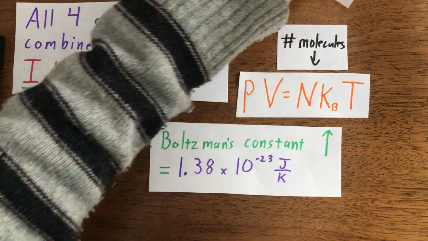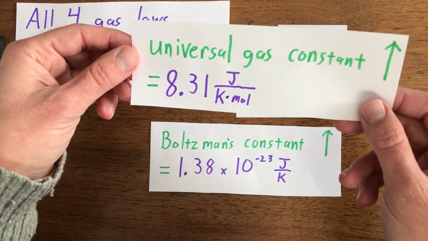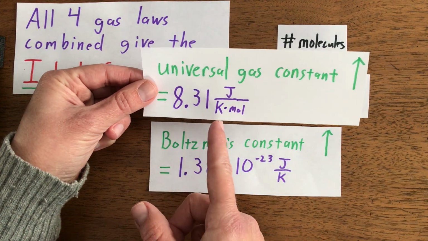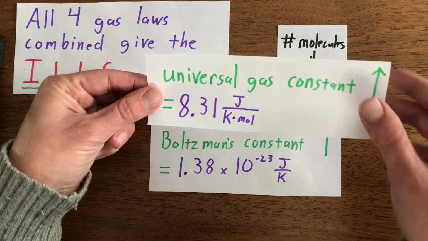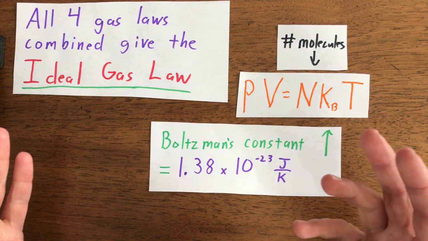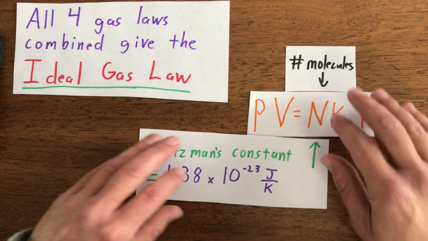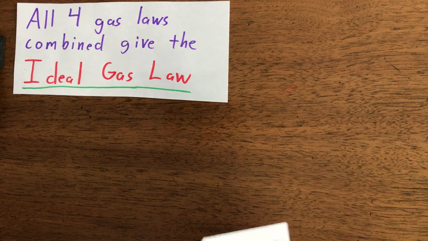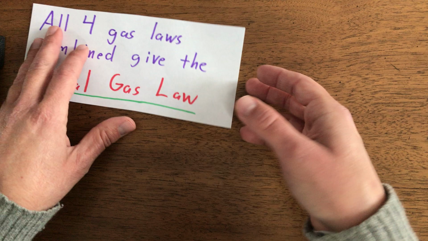A crazy coincidence of the universe is, look, these two different constants get reversed. I just noticed 8.31 and 1.38. Anyway, there's no reason for that. Don't be like, oh my gosh, why is that? It's just coincidence. So that is the ideal gas law.